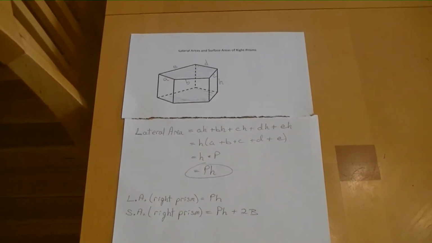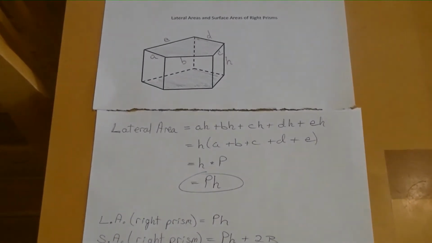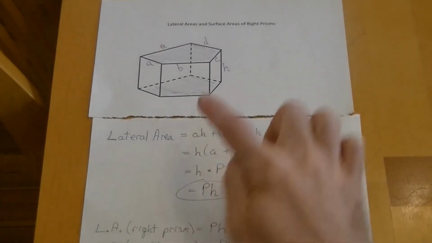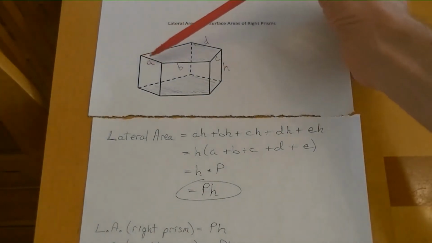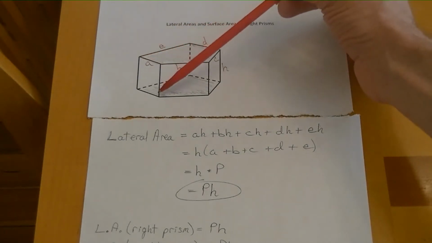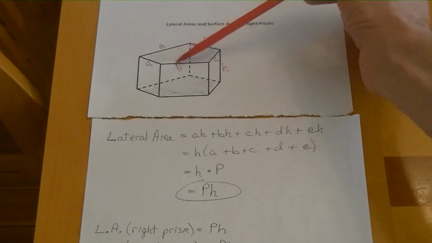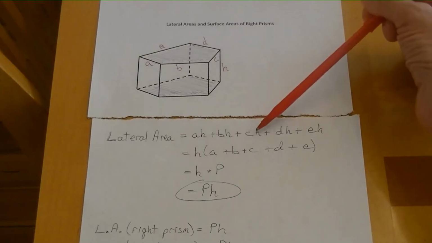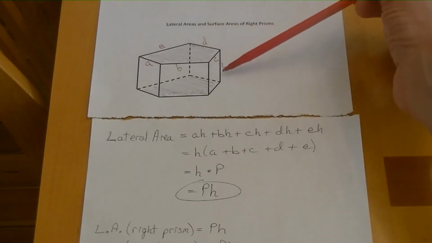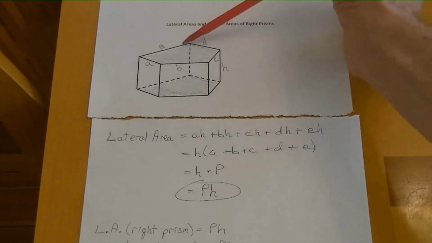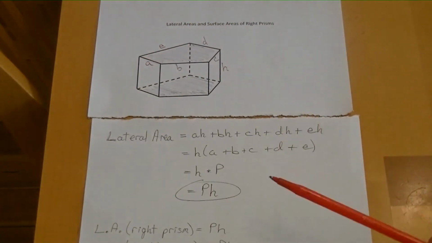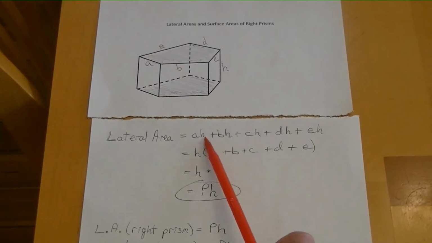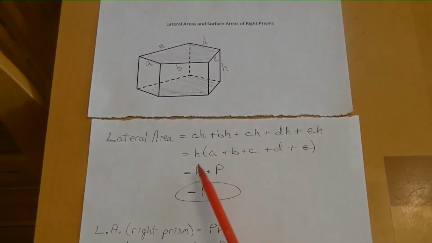So the lateral area of the prism would be the area of this rectangle, which is A times H, plus the area of this rectangle, B times H, plus the area of this rectangle, C times H. This rectangle has an area of D times H, and that back rectangle is E times H. So a little bit of algebra, factor out the common factor of H with the distributive property, and we get this line, H times (A plus B plus C plus D plus E).